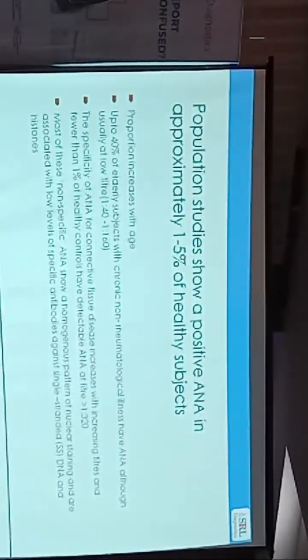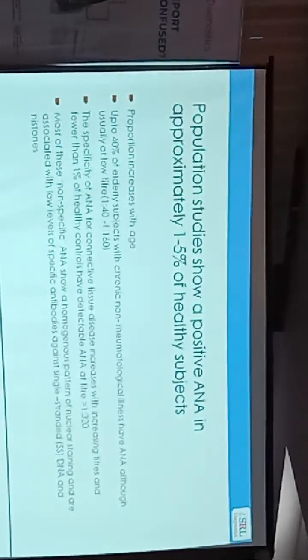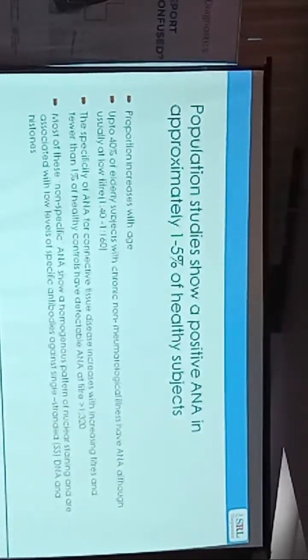So as I was saying, 1 to 5% of healthy people have ANA positivity. Also, elderly patients who have non-rheumatological illness have low titers, that is 1 in 40, 1 in 160. But you can see that as the titer increases, it is more towards an autoimmune disease. A titer of more than 1 in 320 is very rare in a healthy individual.